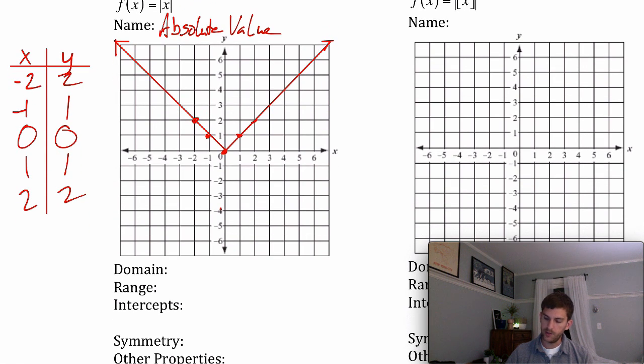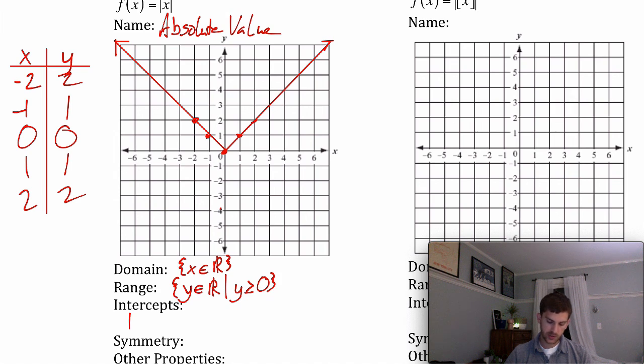For our domain, you can plug in whatever x value you want and get an absolute value of it. So we're going to say our domain x is an element of the reals, and call that good. Our range, y's are real numbers, but if we're doing just the parent absolute value function, you're never going to get a negative output. So we're going to say our y values are greater than or equal to 0.